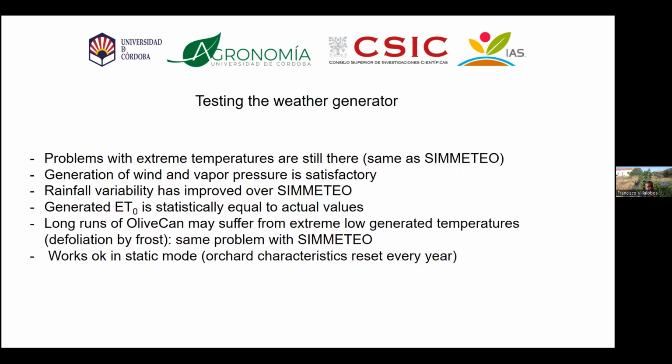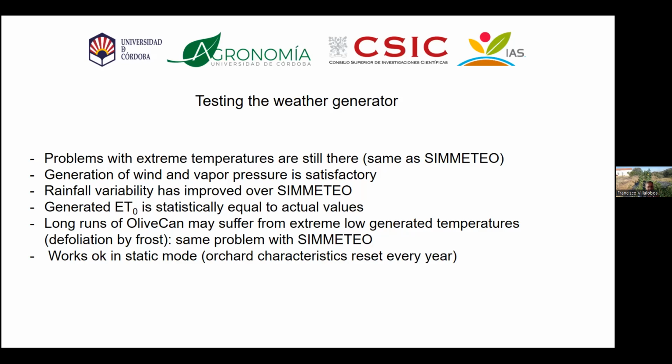The main conclusions about testing the weather generator are that the problems with extreme temperatures are still there, because they are the same as with SIMMETEO. That the generation of wind and vapor pressure was satisfactory. Rainfall variability has improved over SIMMETEO with ClimaSG. That the generated ETOs are statistically equal to actual values in Mediterranean type climates as the one that we have tested the model with.